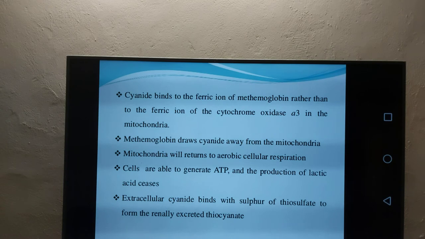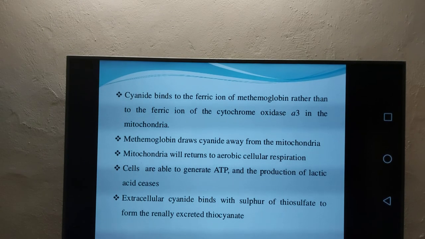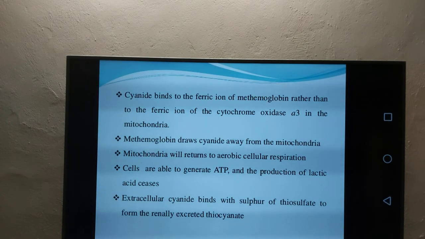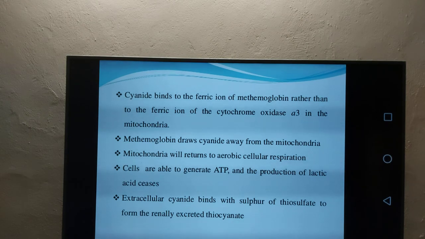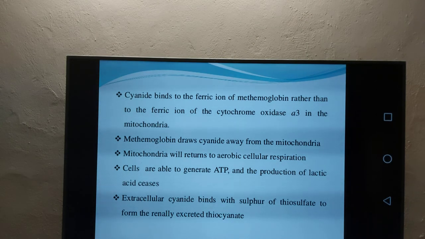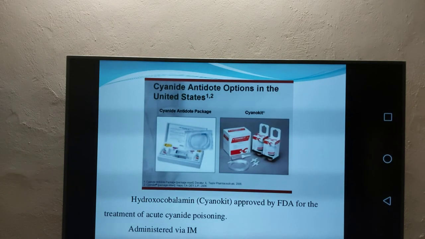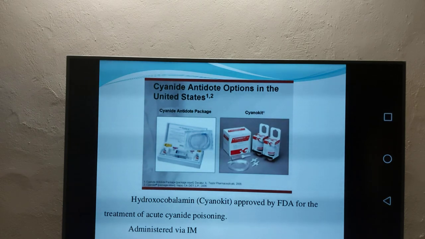Extracellular cyanide binds with sulfur of thiosulfate to form renally excreted thiocyanate. This is the purpose of giving thiosulfate, production of thiocyanate. This thiocyanate is excreted renally. It is water soluble and non-toxic. Cyanide antidote options in the United States. This is the kit supplied, the Cyanokit, approved by the FDA. There are three drugs.